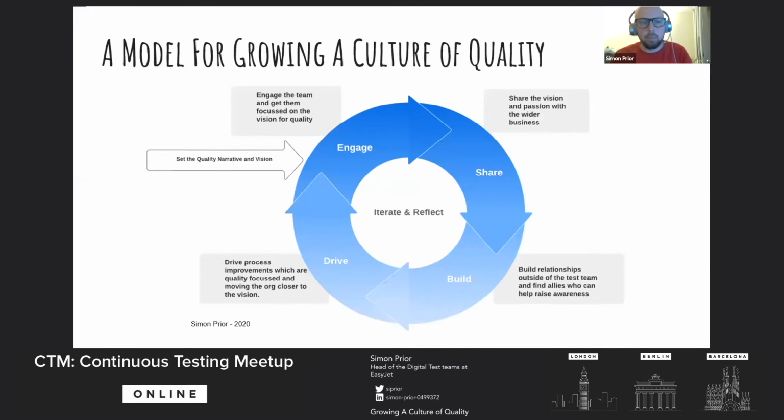So I put this model together, which really brings everything I've discussed together. You set the quality narrative and vision, you engage the team, you get them focused, you share the vision and the passion with the wider business. You then build those relationships and find the allies, and then you drive process improvements through. And this is a continuous cycle. You check the first change and then you go around it again.